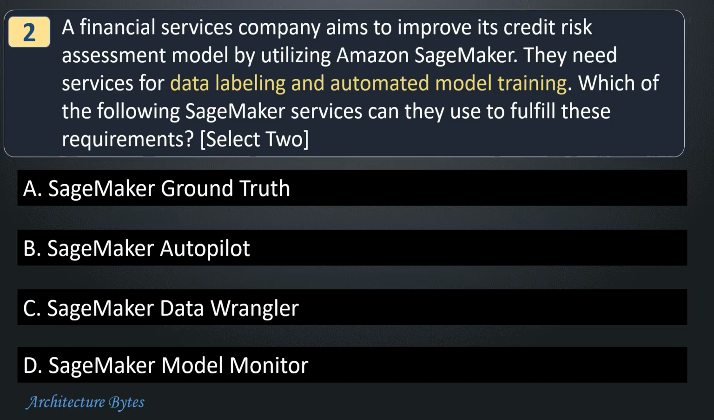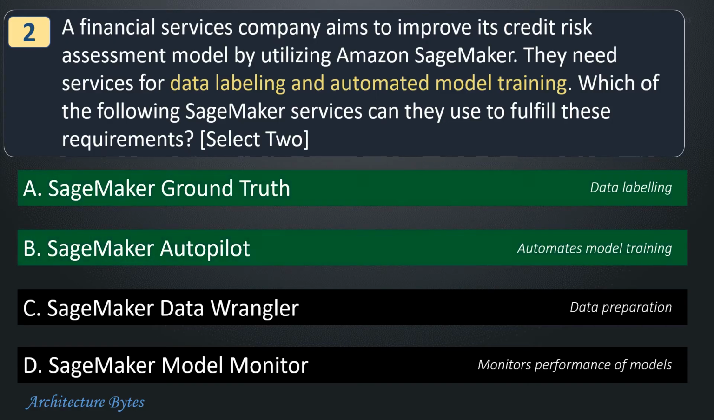A financial services company aims to improve its credit risk assessment model by utilizing Amazon SageMaker. They need services for data labeling and automated model training. Which of the following SageMaker services can they use to fulfill these requirements? Select two options. Our options are SageMaker Ground Truth, Autopilot, Data Wrangler, or Model Monitor.